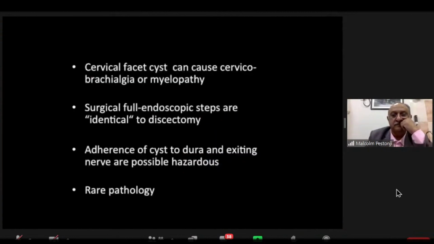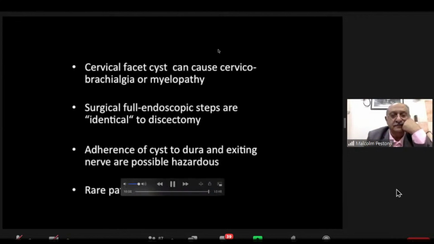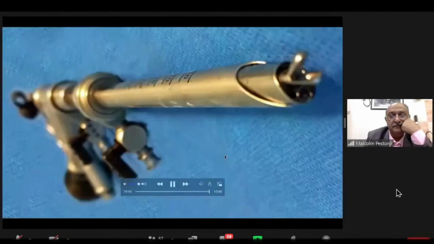As a take-home message, we could say that for cervical facet cysts, certain full-endoscopic steps are identical. Adherence of the cyst to the dura can be hazardous and can make surgery difficult. Overall, for these surgeries, these are quite good results. Thank you.